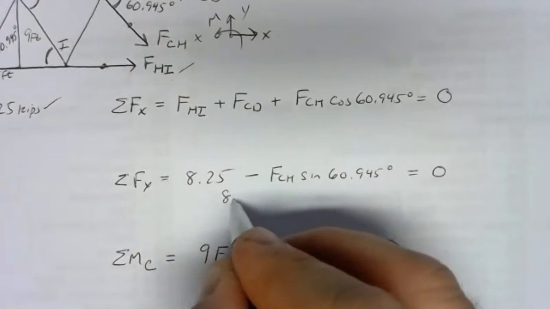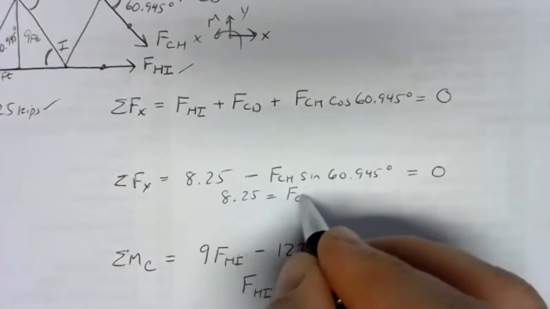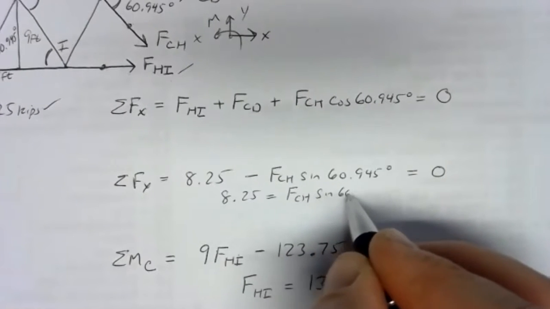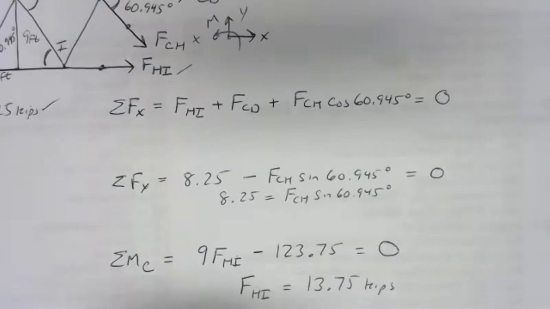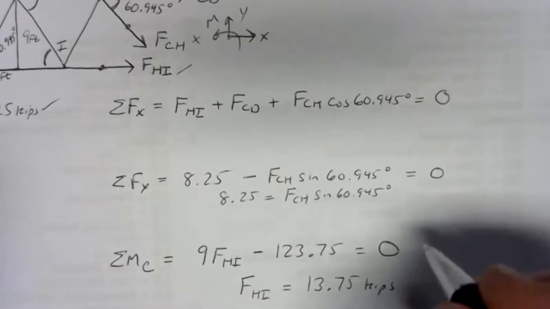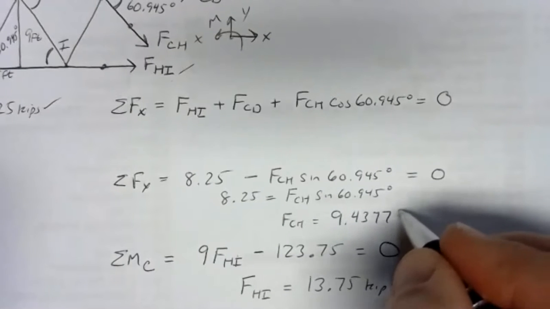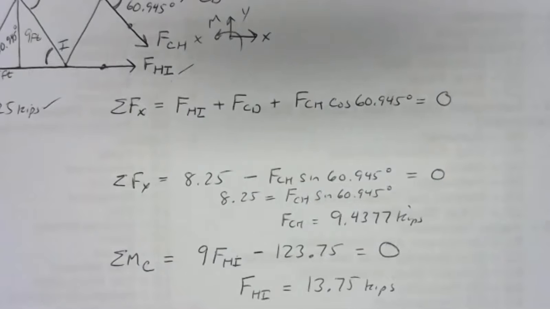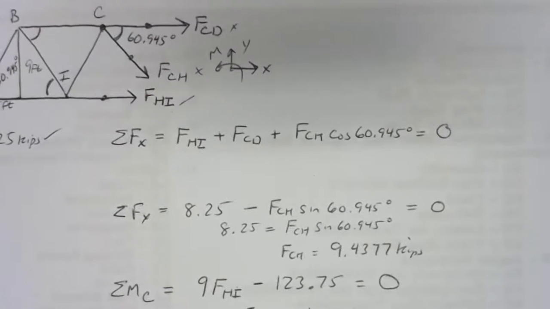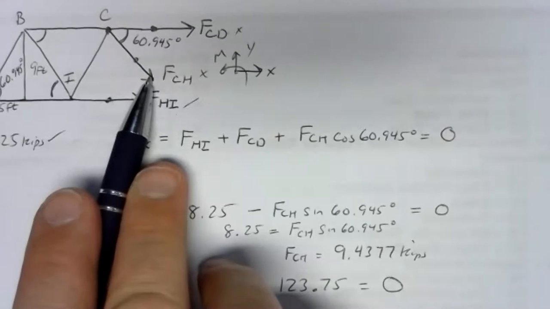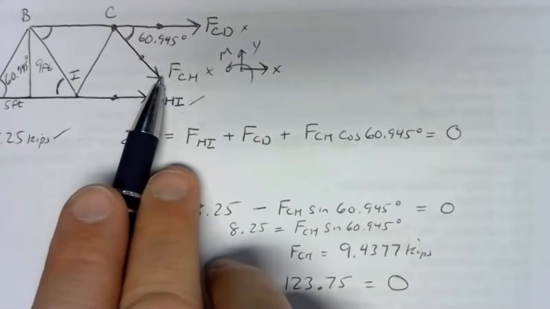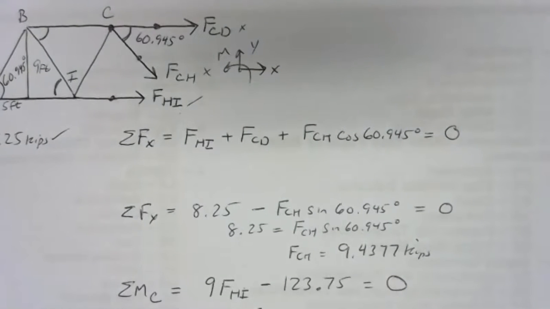The y direction equation we can solve by adding FCH sine of 60.945 to both sides. If we divide both sides by the sine of 60.945, we have 8.25 divided by the sine of 60.945. That gives us 9.4377. So FCH is 9.4377 kips. Now that also came out positive, which means our answer is in the right direction. So member CH is in tension. We assumed the right direction. The assumption was tension. So member CH, 9.4377 kips in tension.